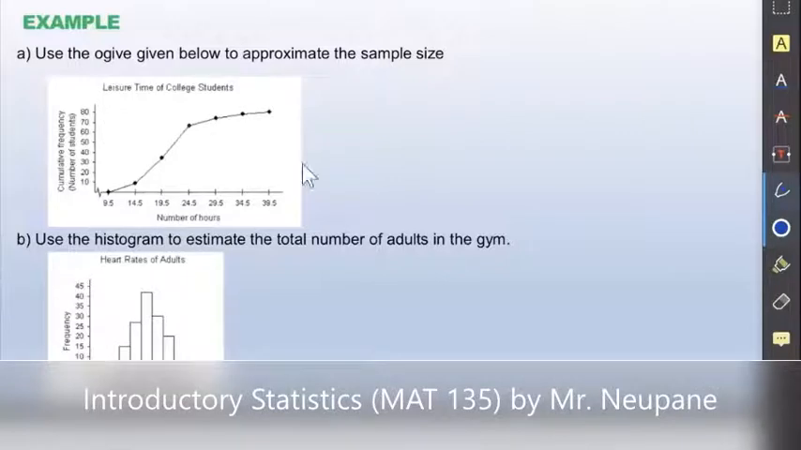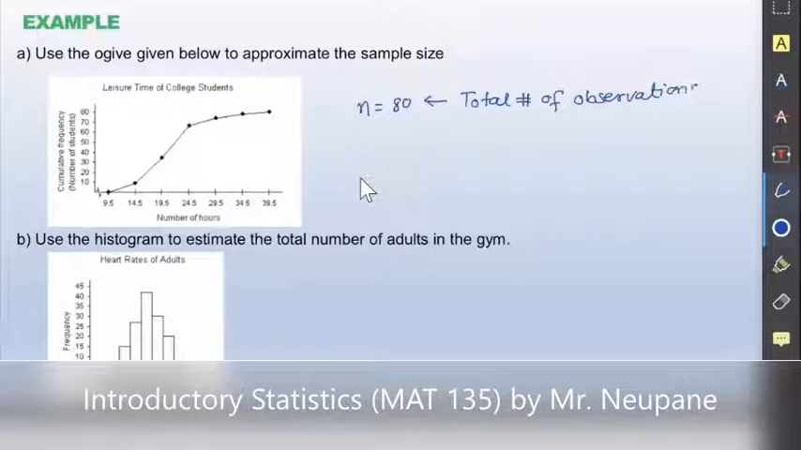80. So what is the total number of observations? 80, right? So the total number of observations is 80. That is the use of the ogive. That's what we have studied. Total number of observations, or total sample size. Okay, the sample size is n equal to 80. Any question on that? No?